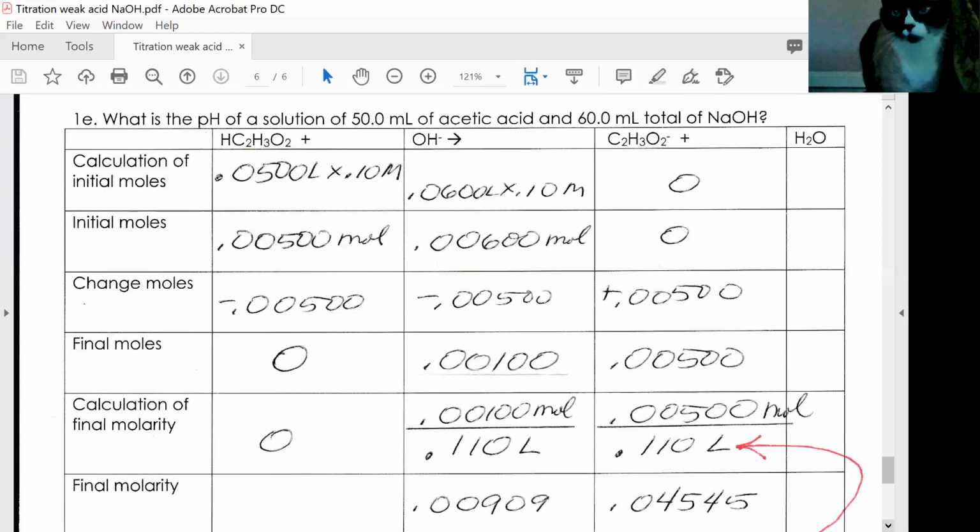So our final moles of acetic acid is 0. Our final moles of hydroxide is 0.00100. And our final moles of acetate is 0.00500. So now we have to do our calculation of our final molarity. So go ahead and do that.